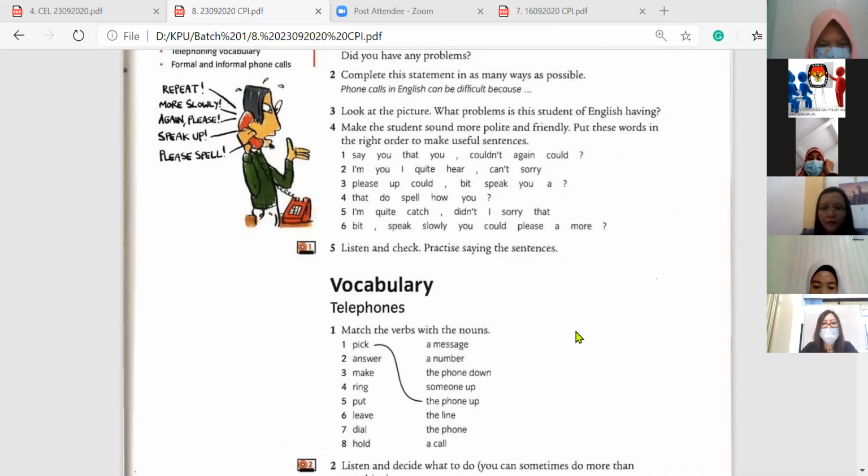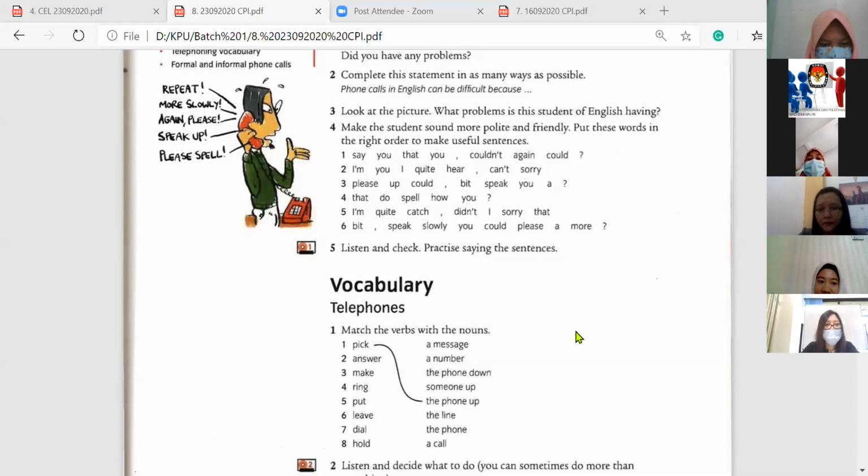Number 4, ring. Remember, to ring means to call or to telephone or to phone. Ring a number. Dial a number. Ring someone up. Yep. Someone up. Okay.